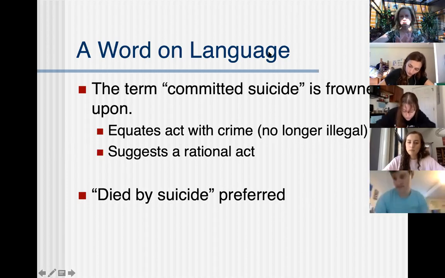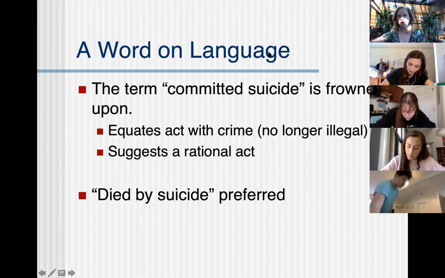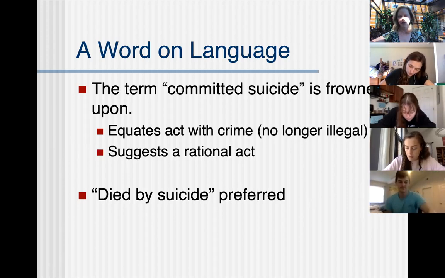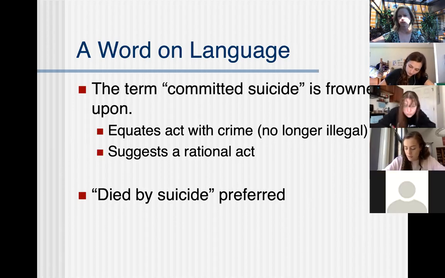The reason why we don't say committed suicide is that it makes it sound like you've committed some type of crime. And suicide in most states is no longer an illegal act. It also suggests that it's a rational act. And for a lot of individuals who end up dying of suicide, it is not at all a rational act. And so we prefer the term died by suicide nowadays.